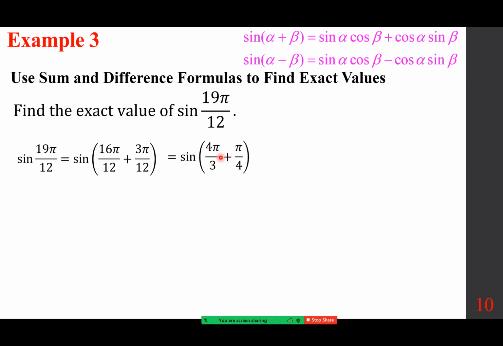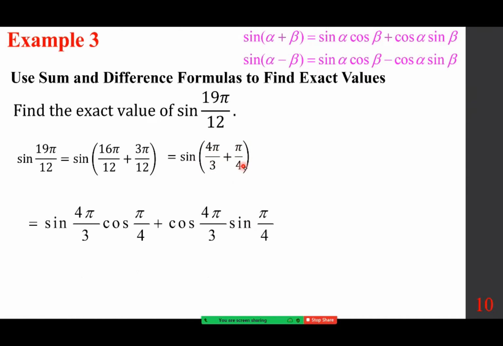So now we are going to use the first formula, sine of alpha plus beta. So sine of 4 pi over 3, cosine beta, cosine of pi over 4, plus cosine alpha, cosine of 4 pi over 3, sine beta, sine of pi over 4. All right. At first, the pi over 4 cosine and sine are obvious. Both of them are the same, square root of 2 over 2. I want to discuss that first.